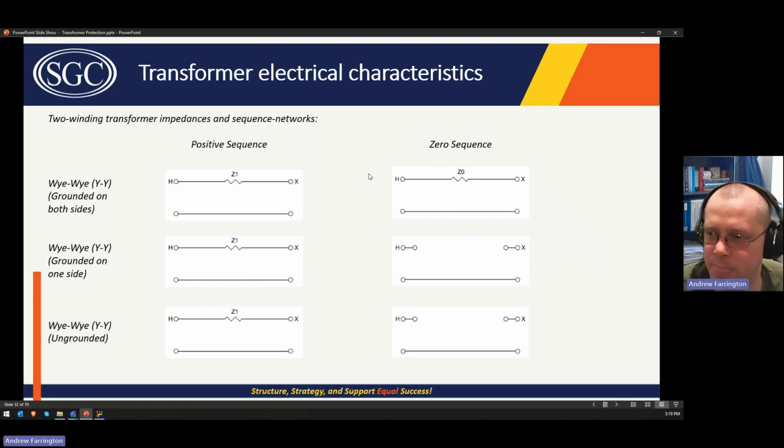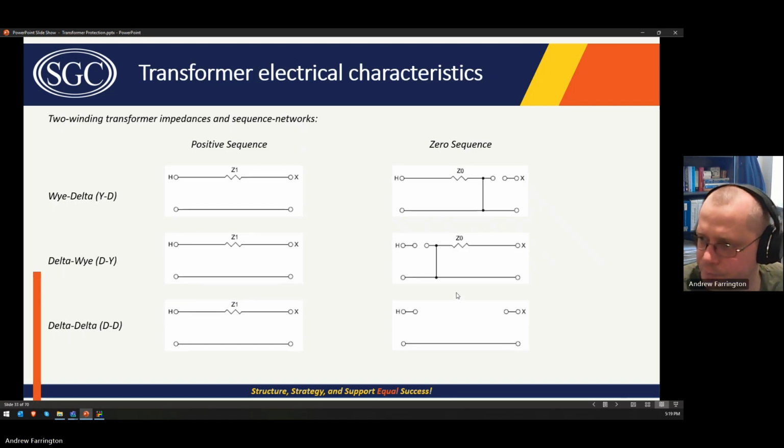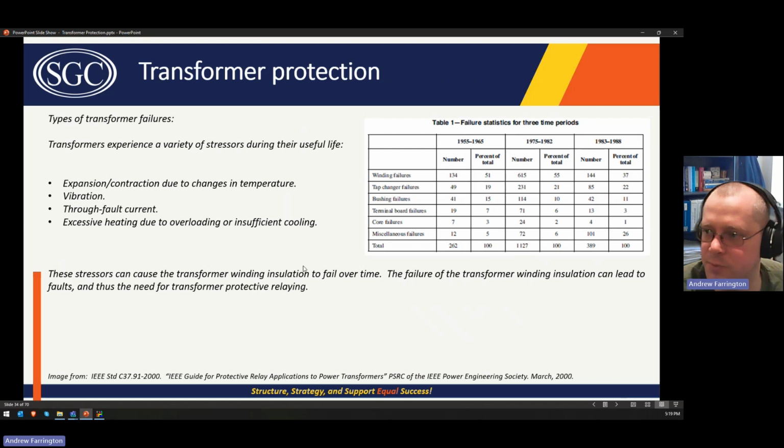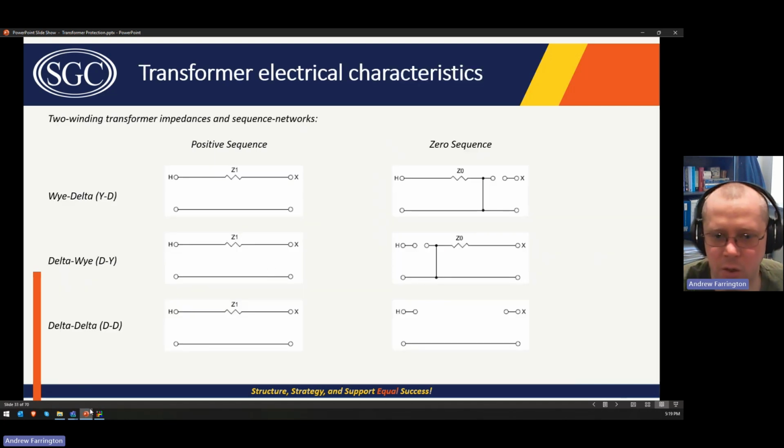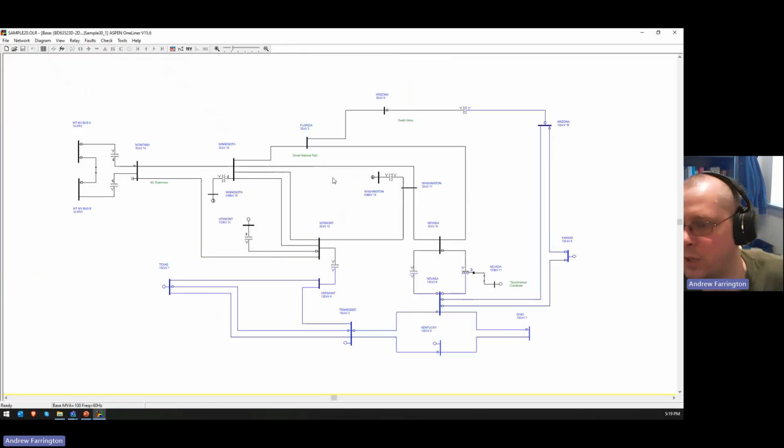There's no isolation between zero sequence faults on the high side and low side of the transformer. Whereas here, there is isolation between the high side and low side, and also it is a source of ground fault current. So those are very handy properties. And then I'll demonstrate that in Aspen One-Liner really quickly.